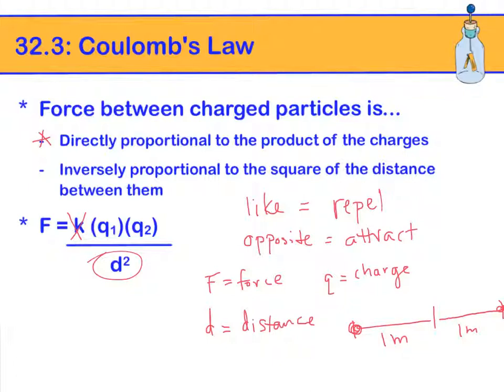But as they get farther away, it's an inverse square relationship. So as the distance increases, the strength of the force decreases. But it's not a simple relationship, it's a squared relationship. So if we double that distance, we have to square that, so it's actually going to be 1/4 of the force.